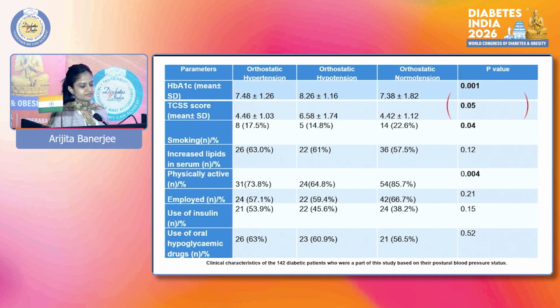We also saw significant differences in HbA1c, that is glycated hemoglobin, and the TCSS score, which were higher in the orthostatic hypertension group. We also saw differences in smoking and low physical activity, which were not significant while doing the post hoc analysis.